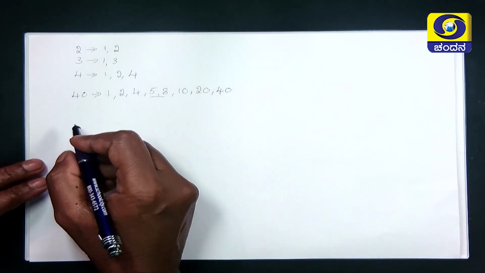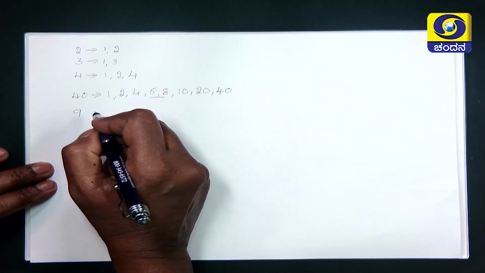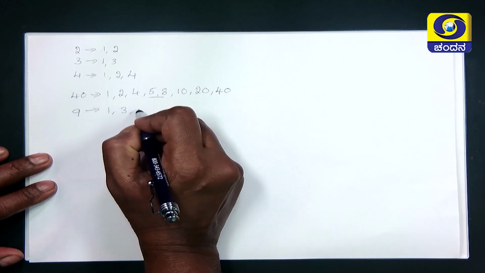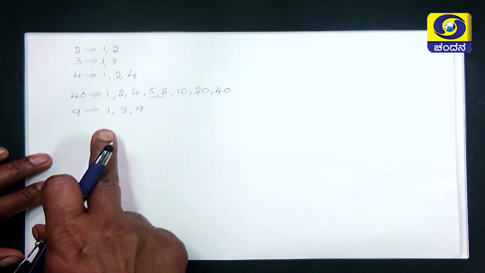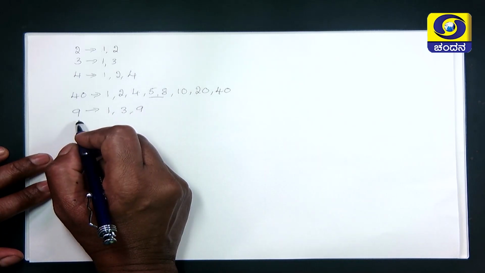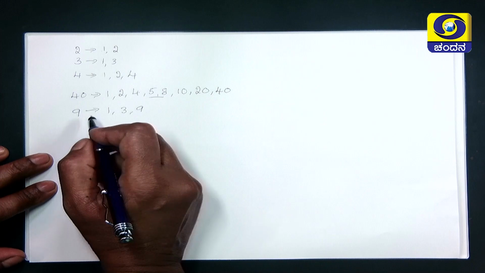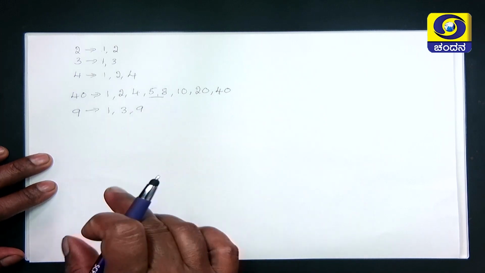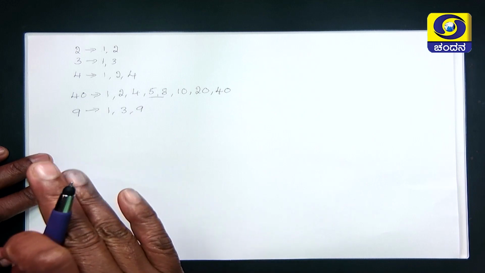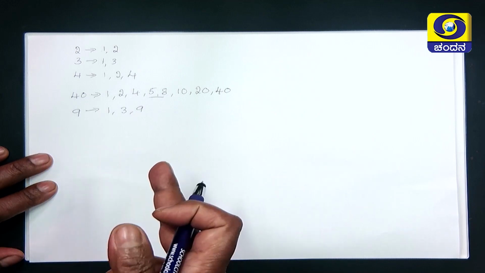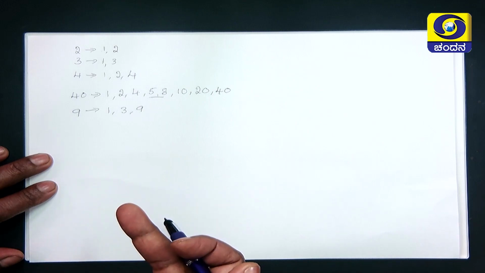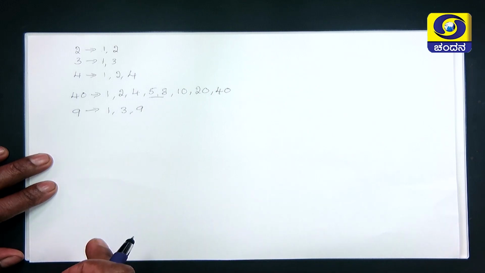Next I will take one more example, 9. Factors of 9 are 1, 3 and 9. See children, here 9 is an odd number, but still it is a composite number because it has more than 2 factors. Yes, we can conclude that a number which has only 2 factors, 1 and itself, is a prime number. A number which has more than 2 factors is called a composite number.